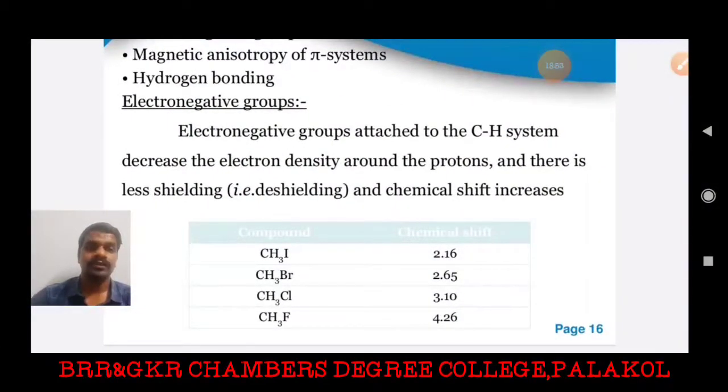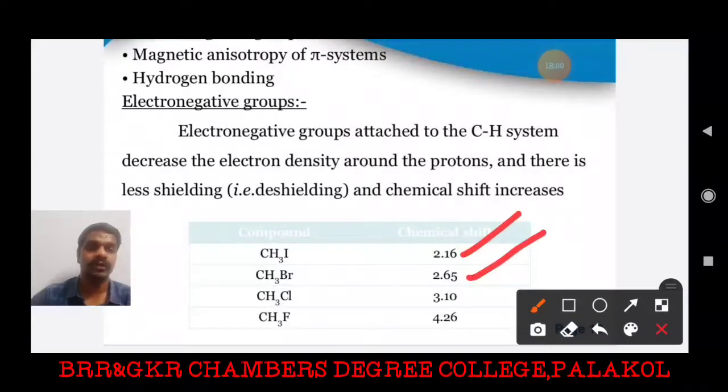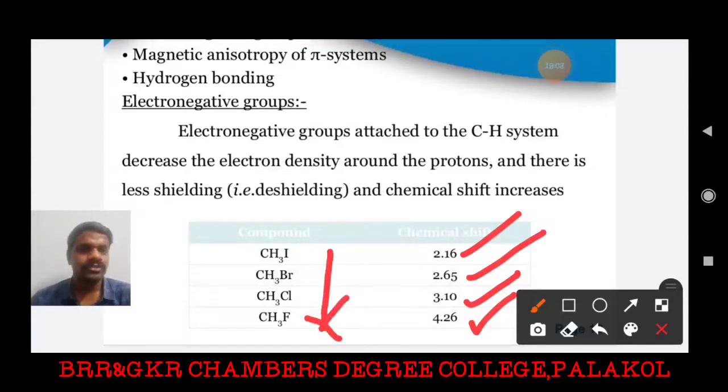In methyl iodide, the proton chemical shift value is 2.16. In methyl bromide, it is 2.65. In methyl chloride, it is 3.10, and in methyl fluoride, it is 4.26. That means from top to bottom, the chemical shift value will increase. Why? Because from top to bottom, the electron density will decrease.